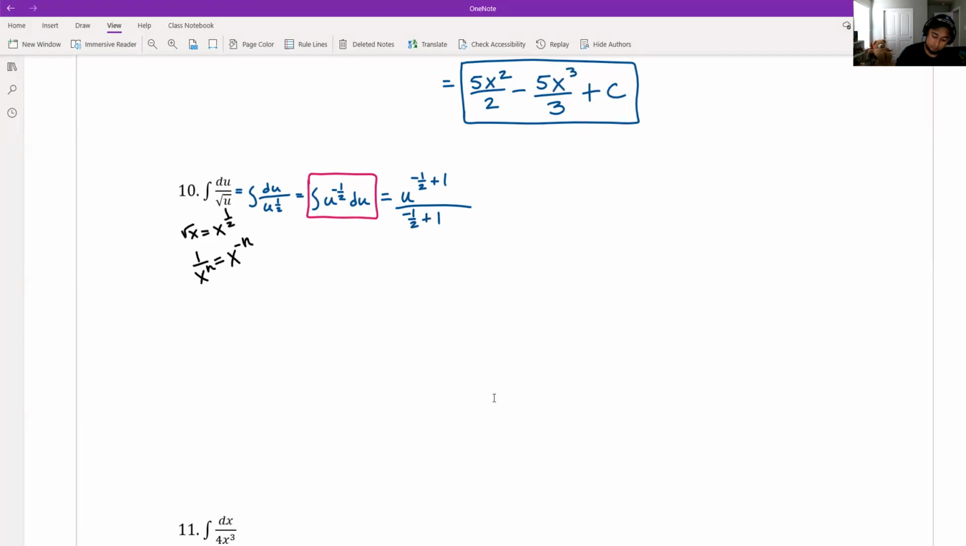And then once again, do the fraction work on this. Negative 1/2 plus 1. That's negative 1/2 plus 1 over 1, where I'll get a common denominator of 2 over 2. Add them, and you get a positive 1/2. So my next step is rewrite it as u to the positive 1/2 over positive 1/2. And just like on one of the previous examples, you'll take this and flip it. Reciprocate is the right word, but it's so much easier to say flip.